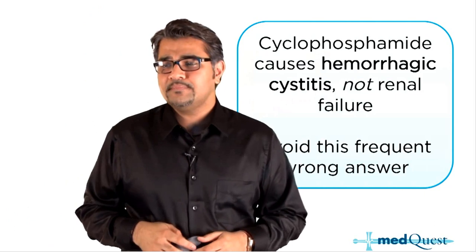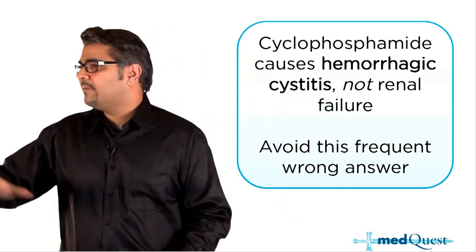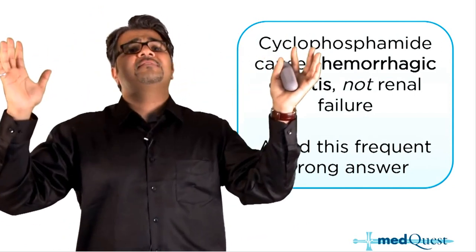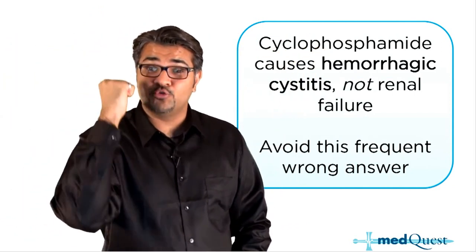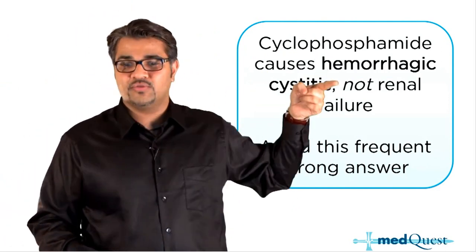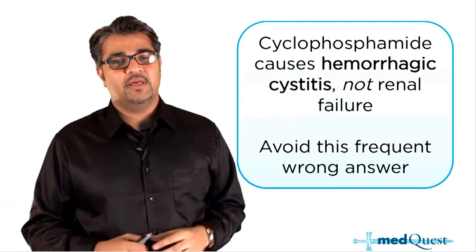Now, one thing I have to tell you guys, everyone thinks about cyclophosphamide, hemorrhagic cystitis. Cyclophosphamide, hemorrhagic cystitis. It has been drilled into us since step one, hasn't it? But here's the thing. It doesn't cause renal failure. Hemorrhagic cystitis, fine, I'll give you that, but not renal failure.